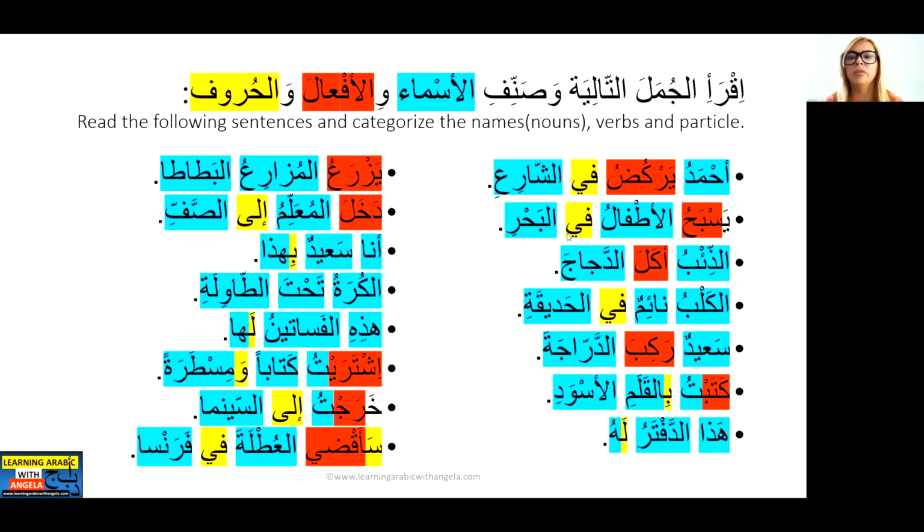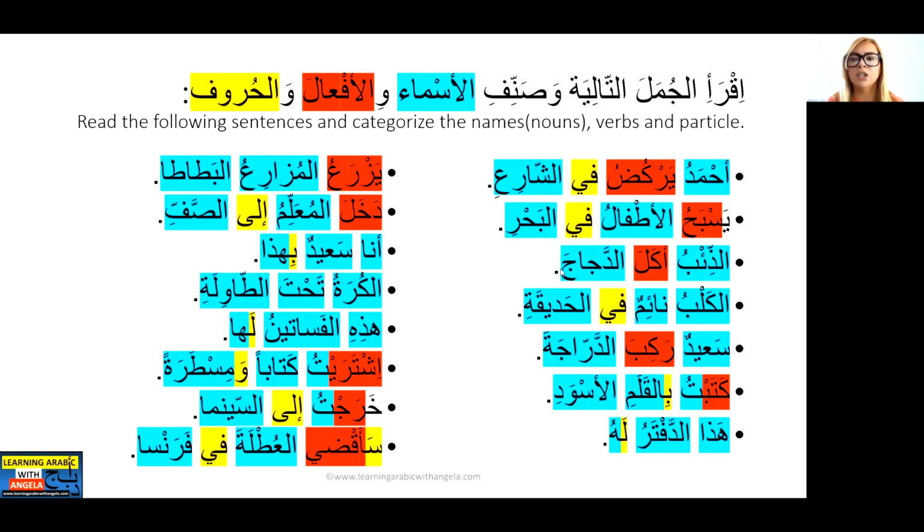يسبح الأطفال في البحر. They are swimming, the children, in the sea. يسبح over here, that's a verb. الأطفال, we know from the alif lam, that's a noun. في, particle of jar. البحر, again, another noun, we know from the alif lam. Now with these verbs, it might not be obvious to a non-native speaker, but obviously when you're at an intermediate level, you're able to tell what's a verb or not to a certain extent by the prefixes and suffixes and from the context of the sentence.